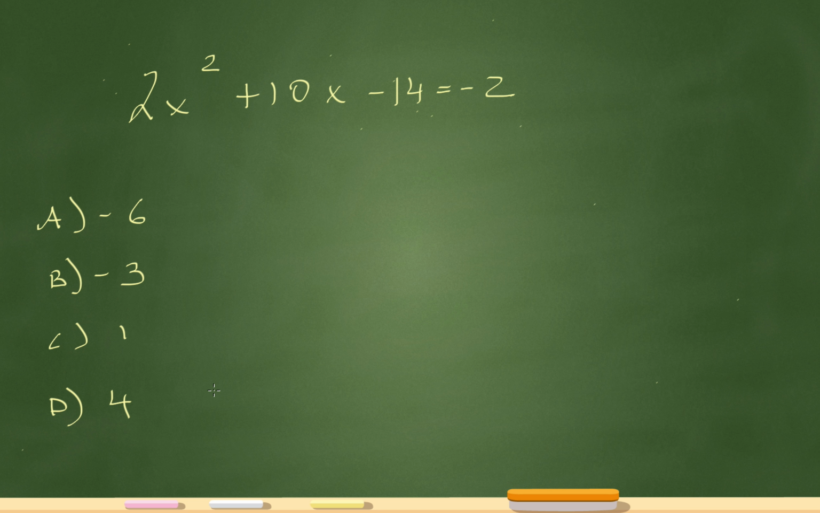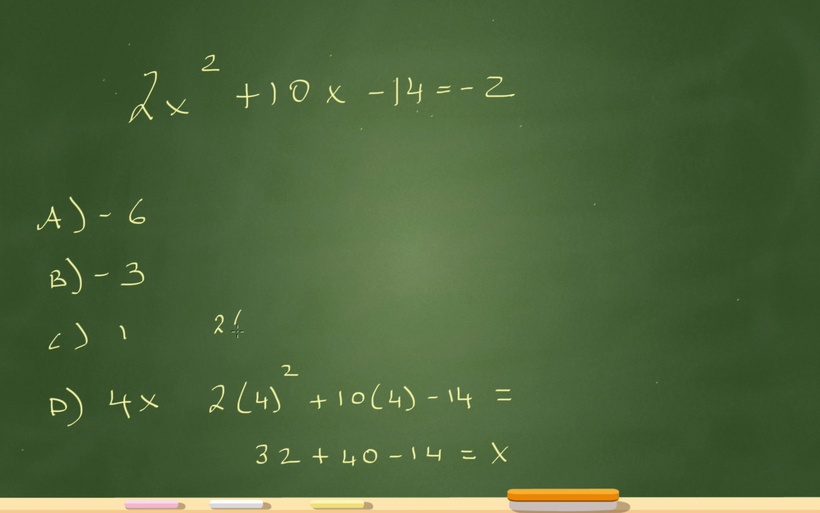So let's start with 4. That'll be 2 times 4 squared plus 10 times 4 minus 14. And I'm going to see if that equals -2. So 4 squared is 16. 16 times 2 is 32. 10 times 4 is 40, and I'm going to subtract 14. 32 plus 40 is 72, and 72 minus 14, there's no way that's -2, so I'm going to cross out D. D doesn't work.